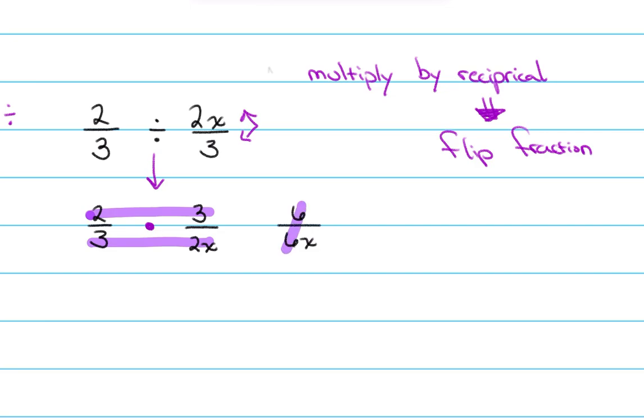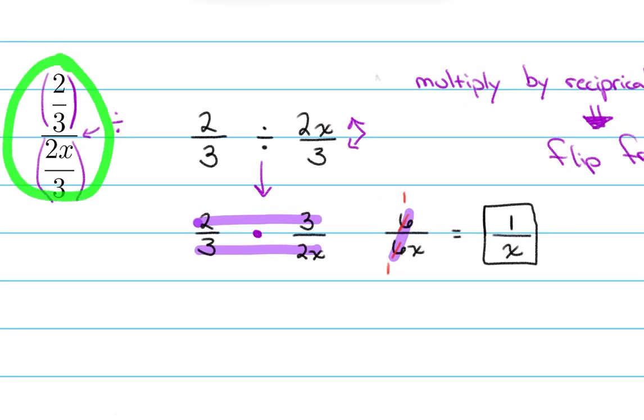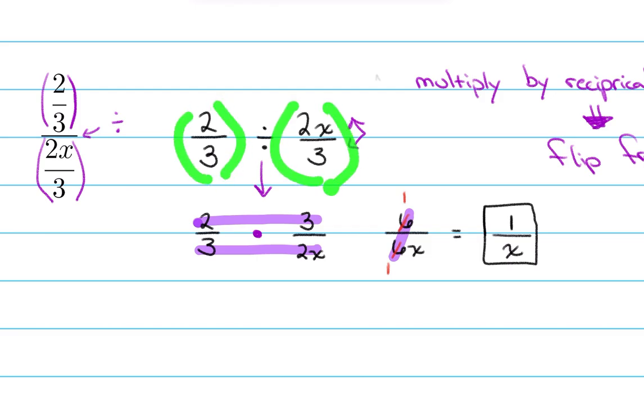And I end up with a 1, because 6 divided by 6 is 1, over 6 divided by 6 is 1. So both of these would become 1s, except we don't usually write the 1 next to the x. So I'm just going to write 1 over x. And that is our simplified fraction. Okay, so when we look at the original problem here, we're going to have this big thing, 2/3 divided by 2x over 3. We broke it down into 2 fractions, and then we multiplied by the reciprocal to simplify.